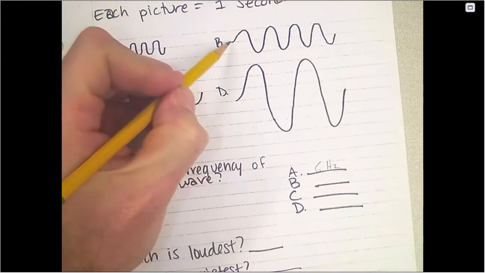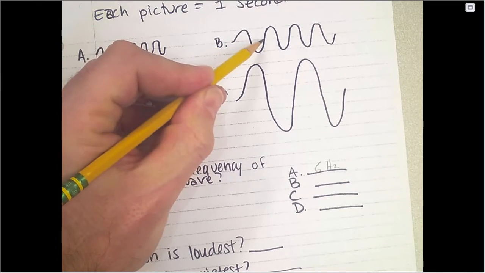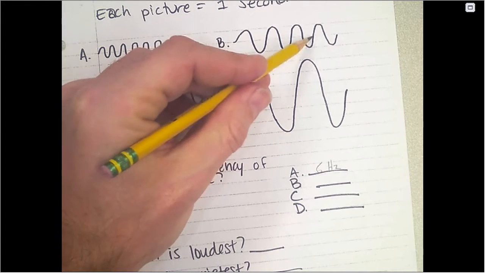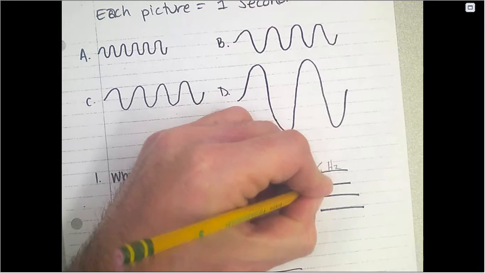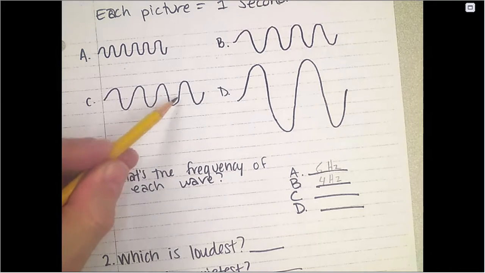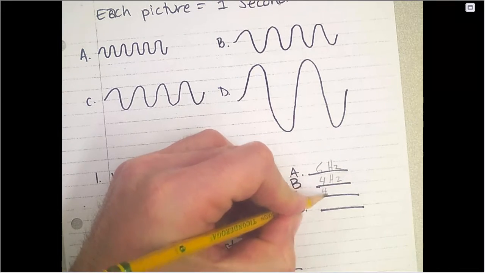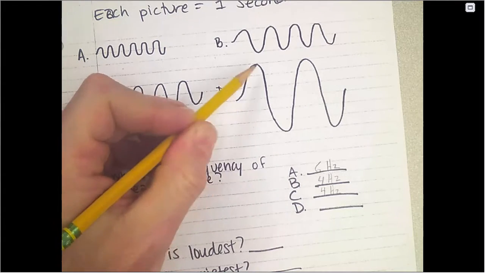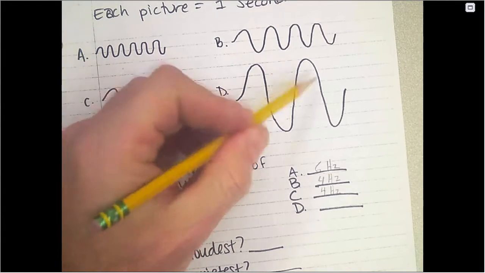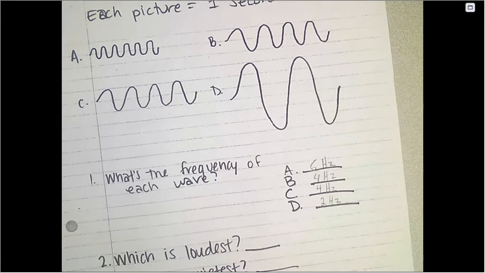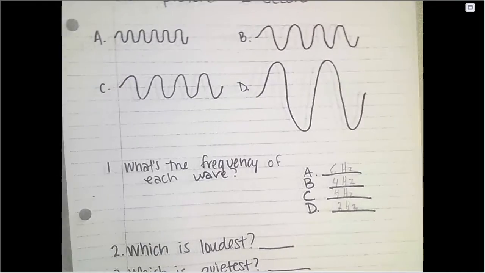B, 1, 2, 3, 4. 4 hertz. And wave C, 1, 2, 3, 4 as well. And the last one, 1, 2. So those are the frequencies of each of those waves pictured.